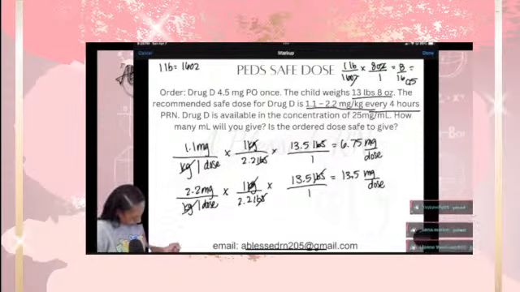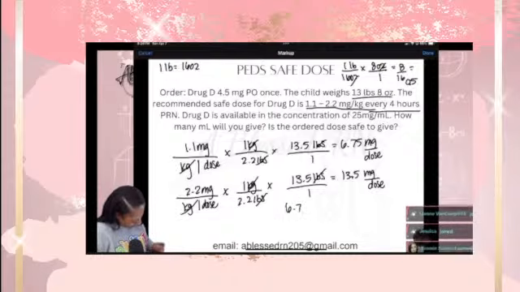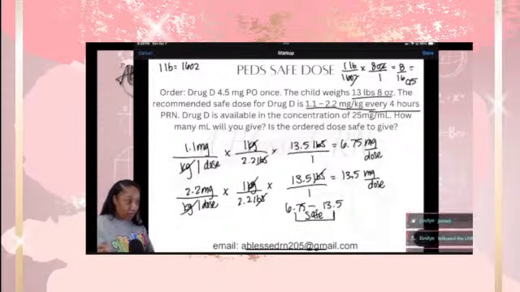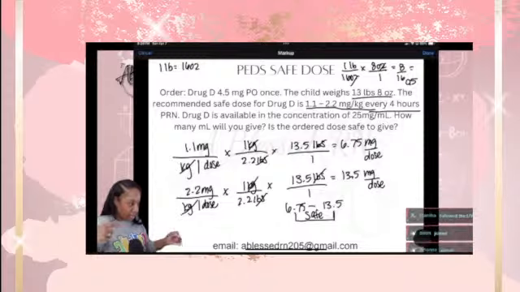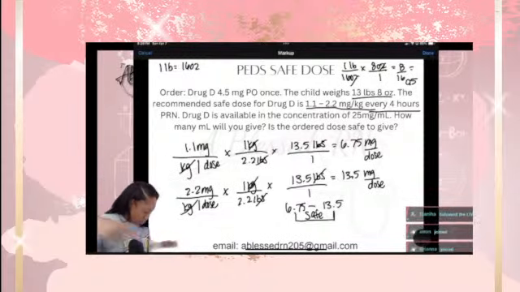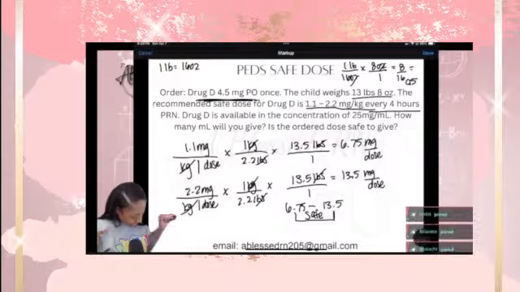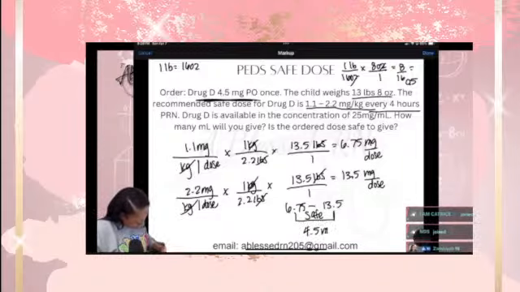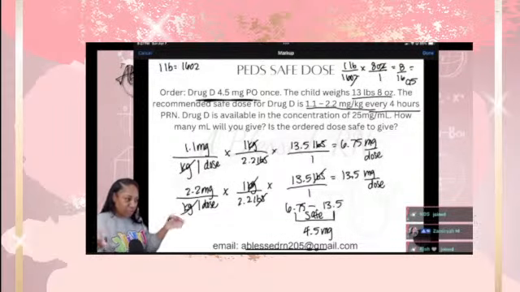All right, so here we go. 6.75 to 13.5. This is our safe zone, okay? So now that we've determined that that was safe, we need to go to the order. So the order is this: 4.5 milligrams once. So if we have a dose of 4.5 milligrams, our safe zone is 6.75 to 13.5. Is this a safe dose?